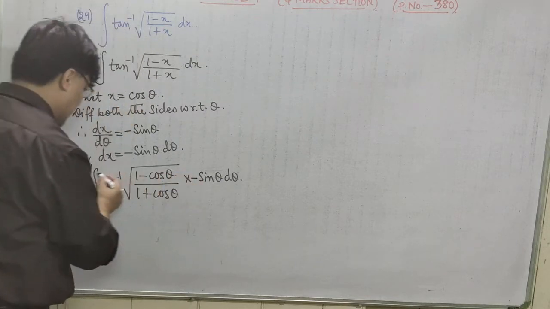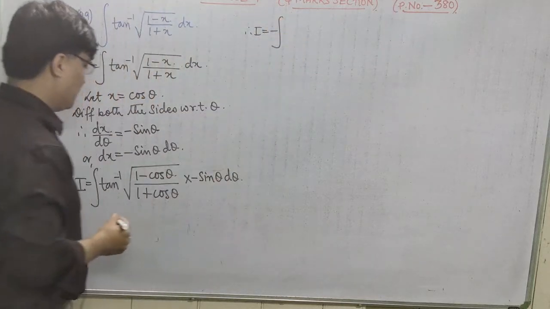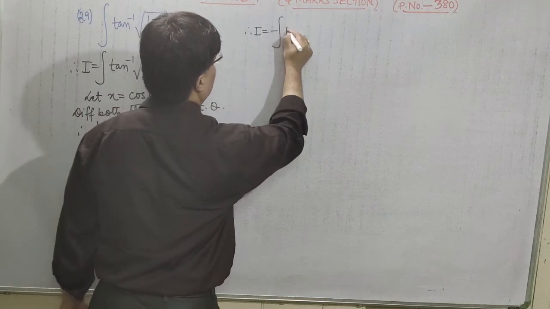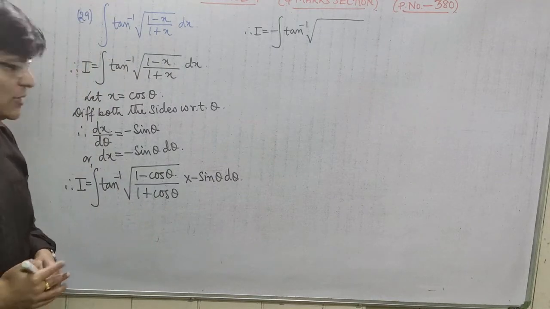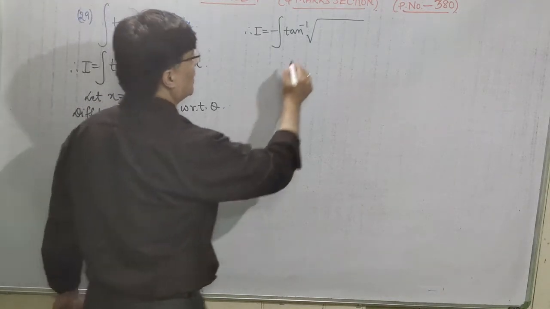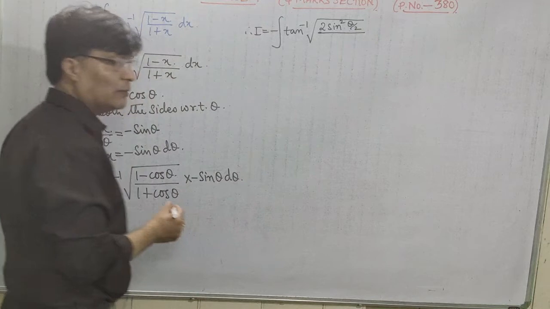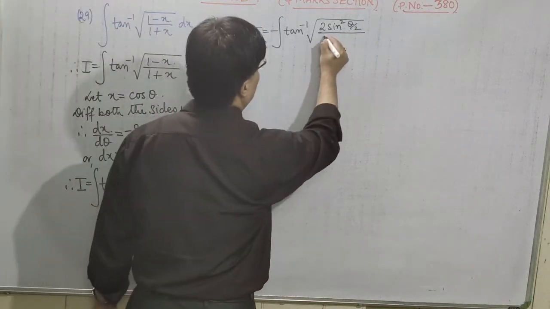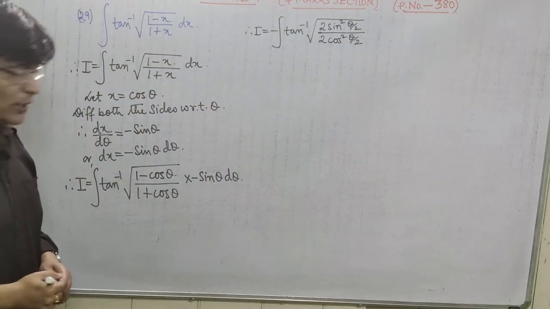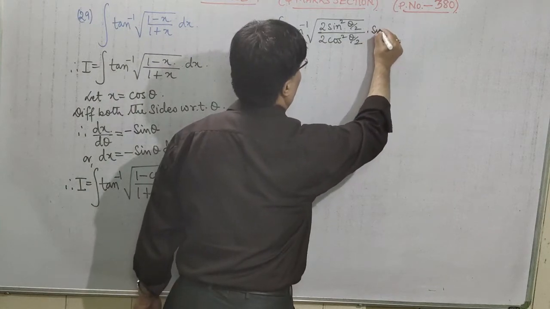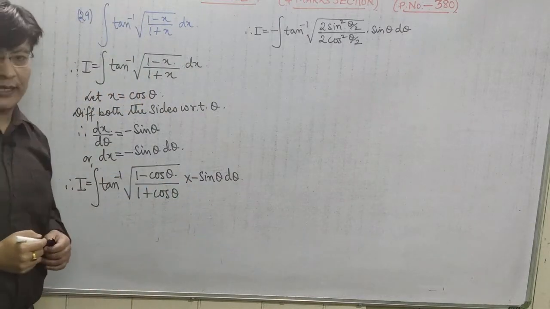This minus sign you can take outside integration. So therefore I is equal to minus integration of tan inverse, now within square root, what do we write here? What is 1 minus cos theta? It is 2 sin square theta by 2 divided by, what is 1 plus cos theta? It is 2 cos square theta by 2, into sin theta d theta. Minus sign is already taken outside.